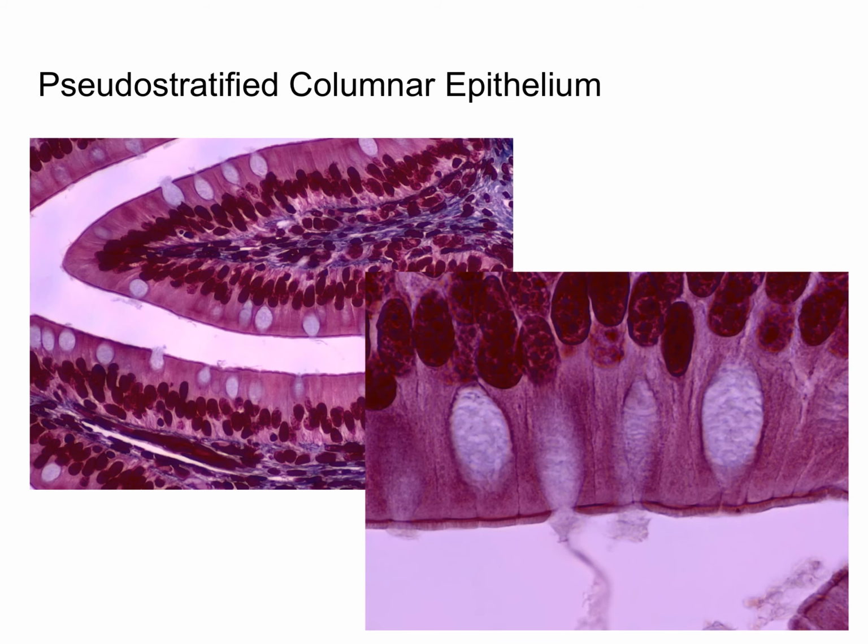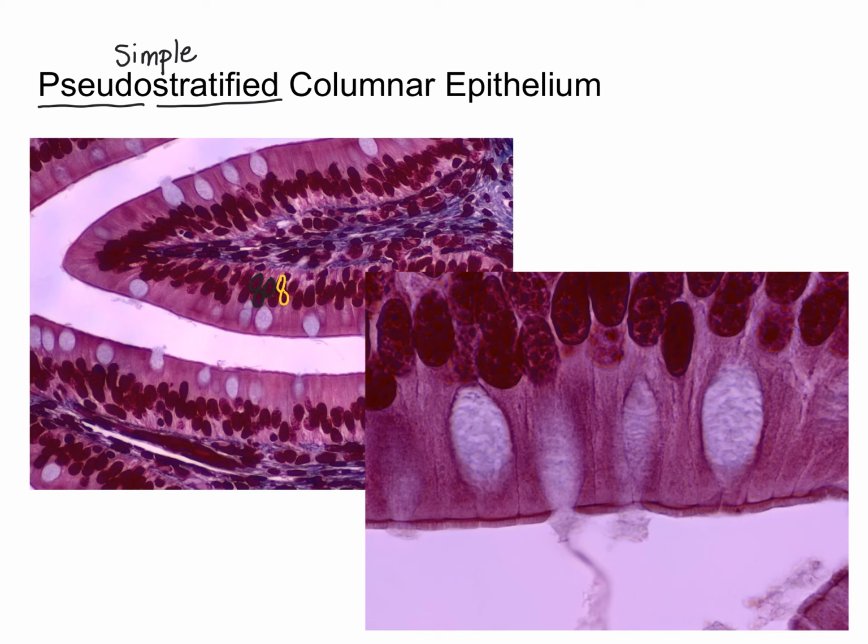There are two types of epithelium that don't really follow the traditional naming criteria that we talked about several slides back. And one of those is called pseudostratified columnar epithelium. And this is technically simple epithelium because there's only one layer of cells, but we call it pseudostratified because it looks like it's stratified. And the reason why it looks like it's stratified is because the nuclei are at these different levels here.